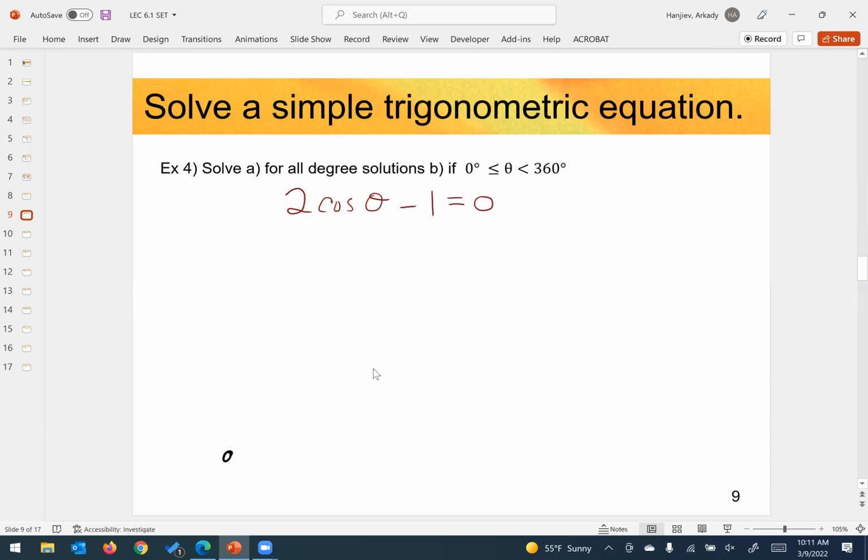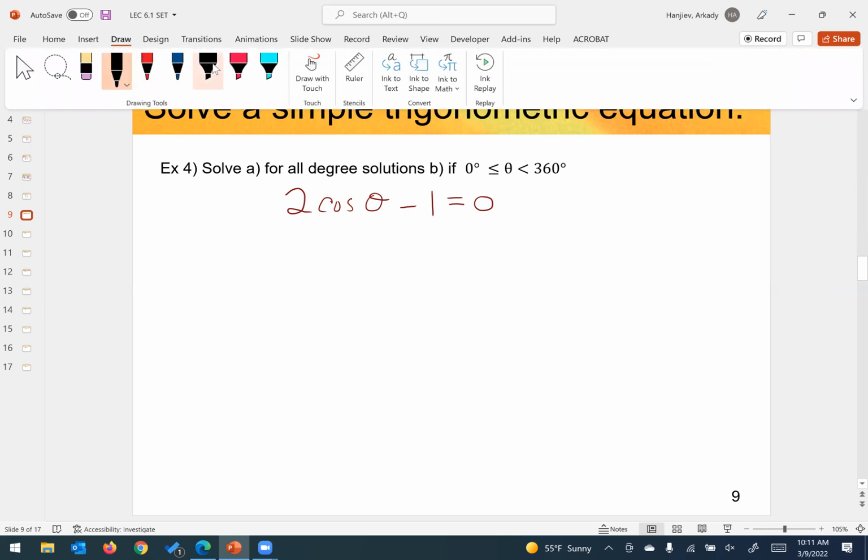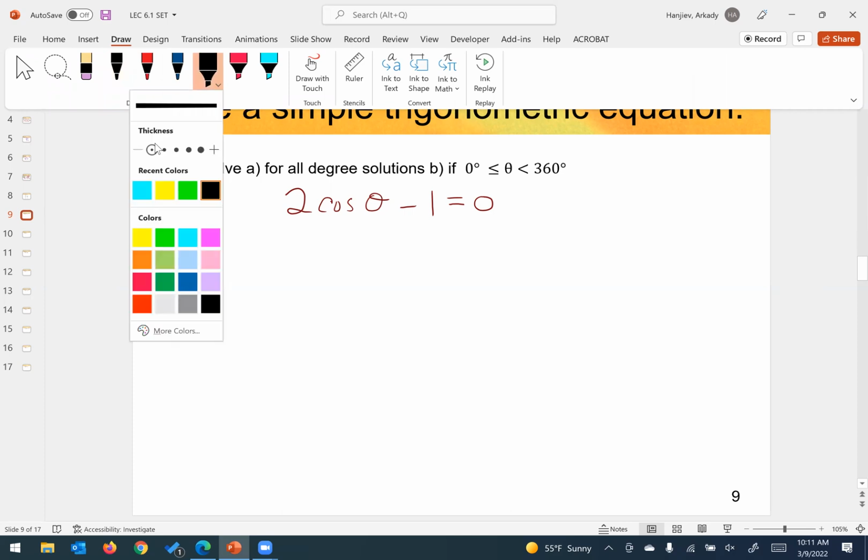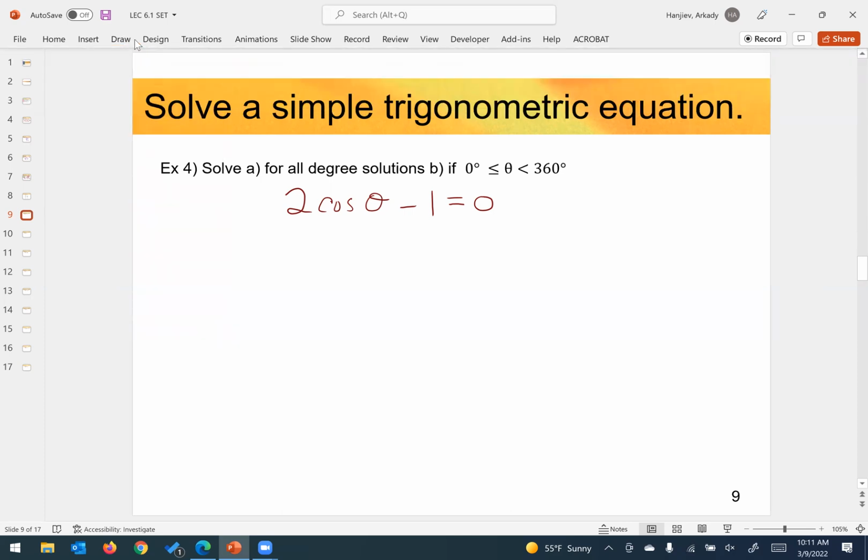Okay, so first things first, we understand we have infinite answers. There's gonna be a whole bunch of answers here. So there's a part A, which says find all degree solutions, and then part B says just find from 0 to 360. Find all of them. So let's go with it here.